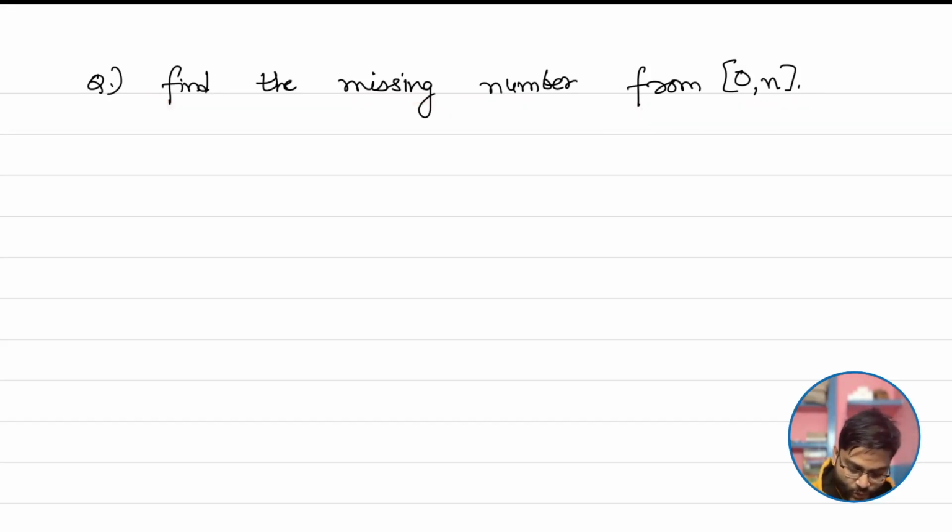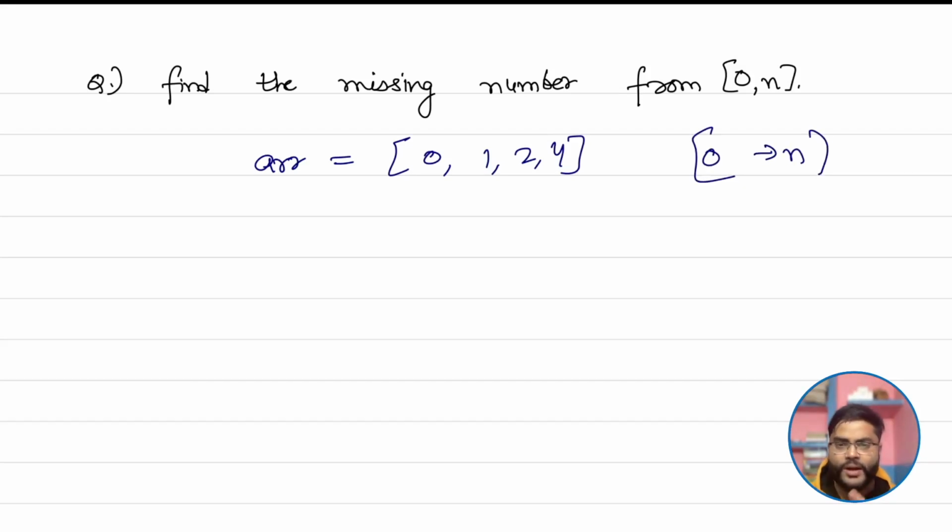Okay, so let's say we are given an array and it contains the numbers 0, 1, 2, 4. So from 0 till n, all numbers are there in our array, but one number is missing, and we need to find that missing number. So here 0 is there, 1 is there, 2 is there, 4 is there. That means 3 is missing.